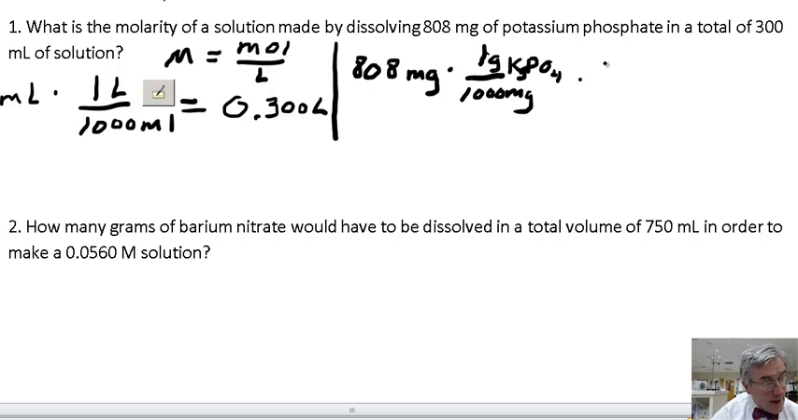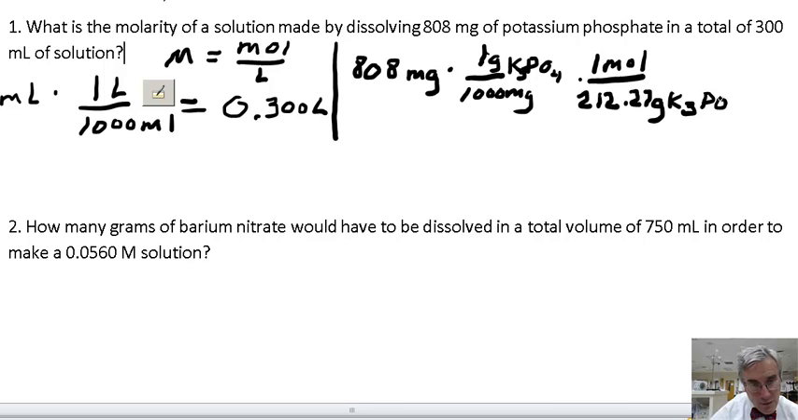Now we're going to multiply that times the conversion factor to get to moles, and that's going to be 1 mole in the numerator, and the molar mass of potassium phosphate, which is 212.27 grams of potassium phosphate. K3PO4 is the formula. Then that will tell us how many moles of potassium phosphate we have.